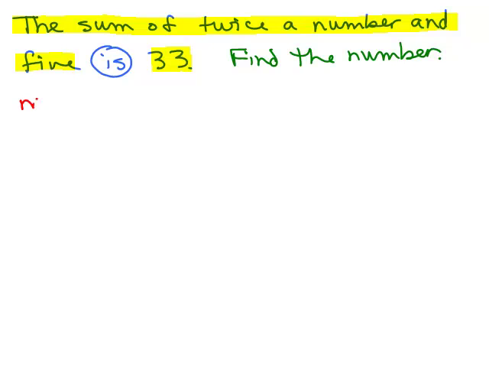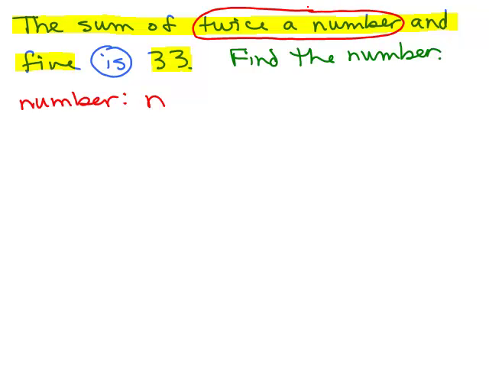So we're going to define a variable for the number, and let's call it n. So we've got the sum of twice a number and 5. All right, so the sum is made up of two parts, right? Because you're adding. So you know you've got a sum, and there's going to be two parts. And that's separated by the word and. So the sum of this and that. So the first part is twice a number, and the second part is 5.